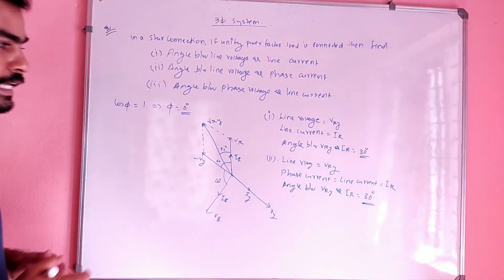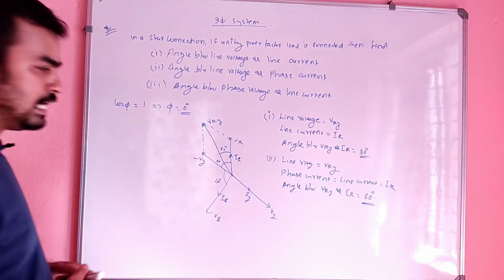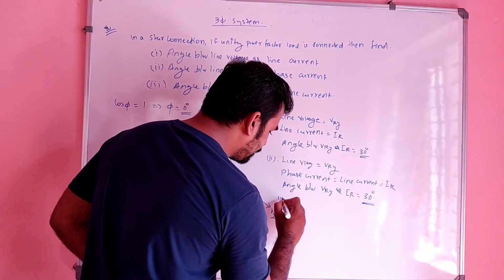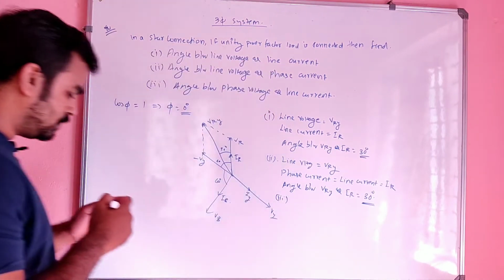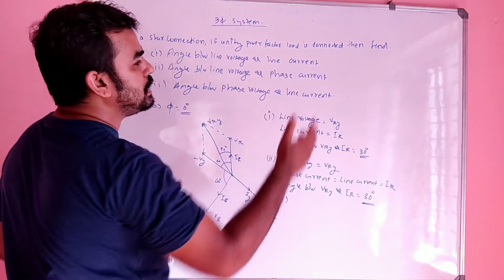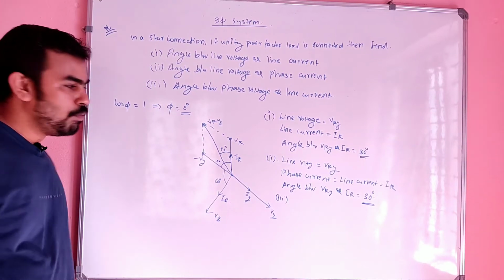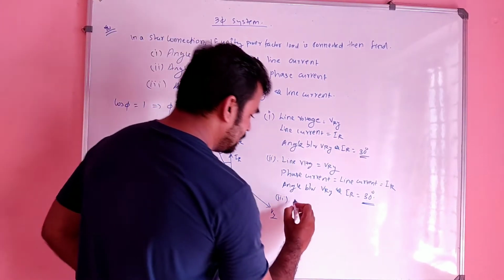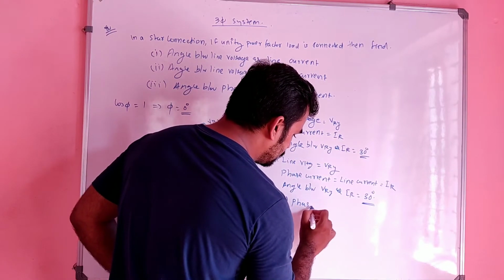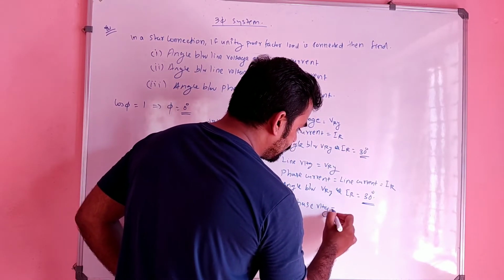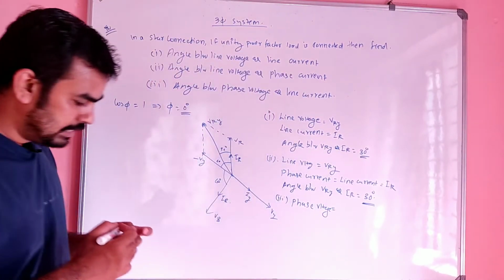30 degree. Clear? That is the answer for the second question. Let's move to the third question. What is that? Angle between phase voltage and line current. What is the phase voltage here, beta?